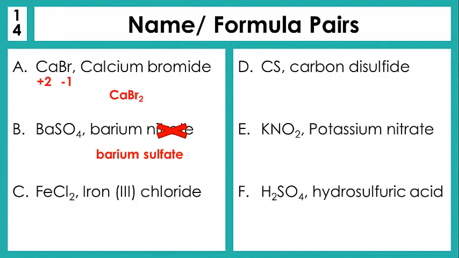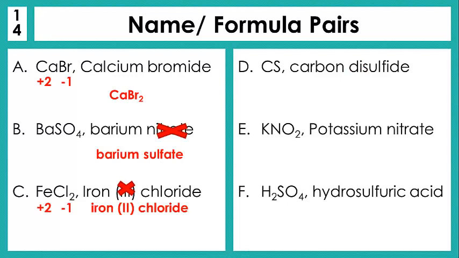FeCl2, and we're calling that iron 3 chloride. So the charge on iron is +2 because chlorine has a -1 charge and there's 2 of them, so iron must have a charge of +2. So this isn't iron 3 chloride, it's iron 2 chloride.